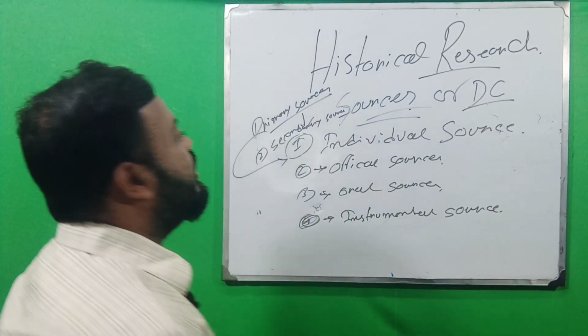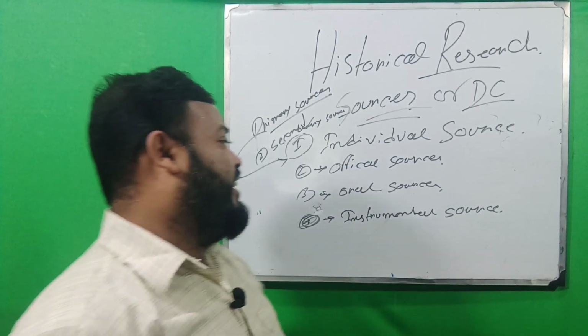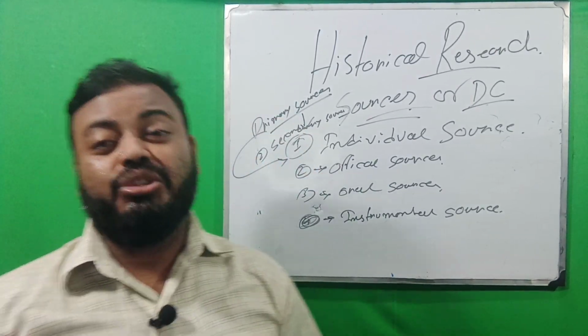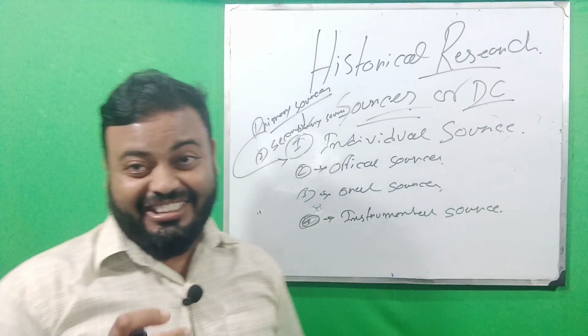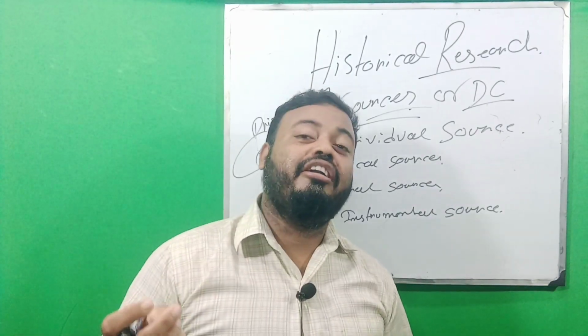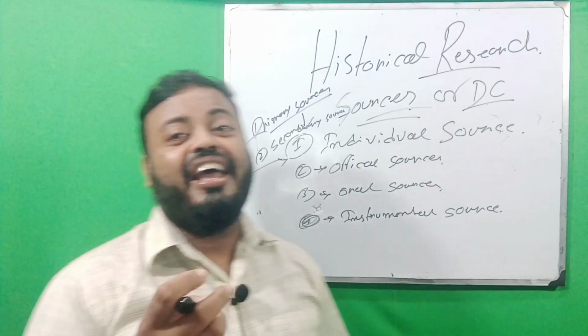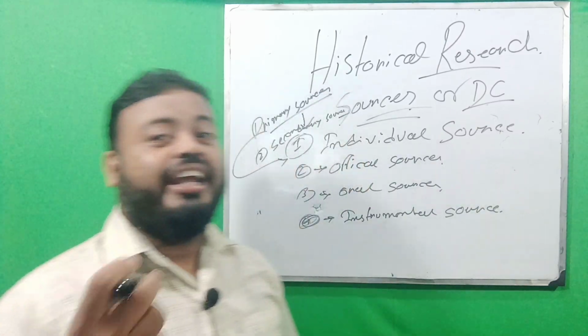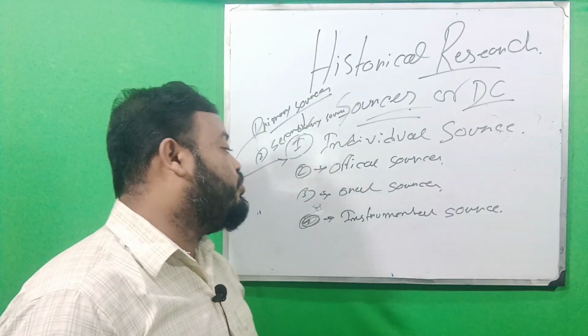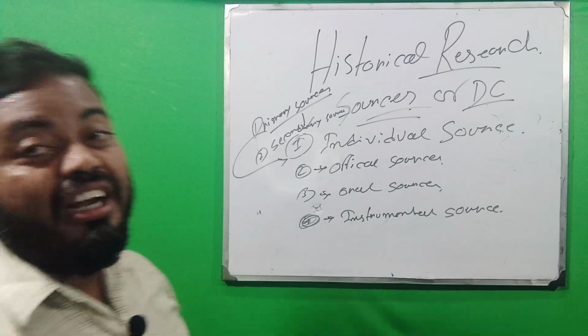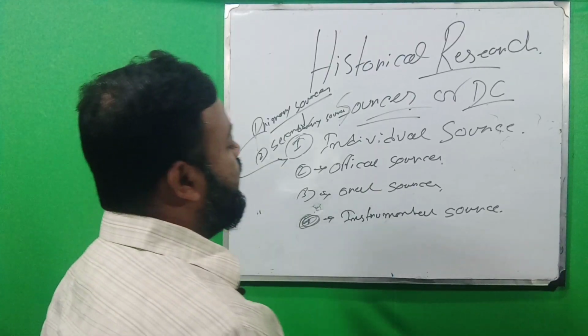So what is the instrumental source for data collecting? There are some instruments like gadgets, like video recorder, like tapes, like any kinds of deeds, any kinds of fossils. Those are the instrumental sources for data collecting.